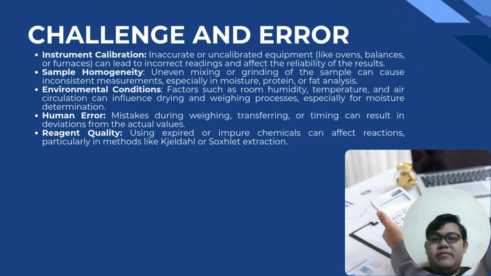The challenges and errors that we can get from the proximate analysis are, firstly, instrument calibration, like inaccurate or uncalibrated equipment, for instance ovens, balances, or furnaces, that can lead to incorrect readings and affect the reliability of the results. Then we have sample homogeneity, where uneven mixing or grinding of the sample can cause inconsistent measurement, especially in moisture, protein, or fat analysis.